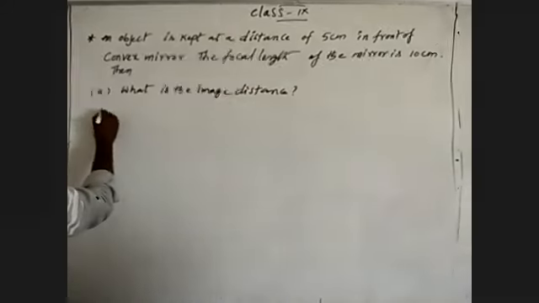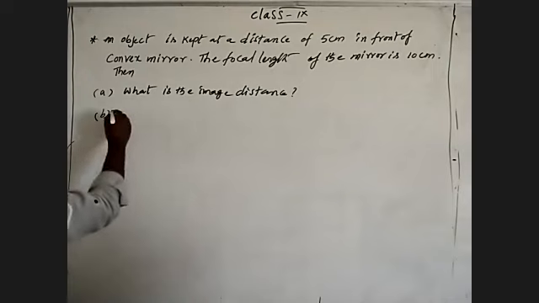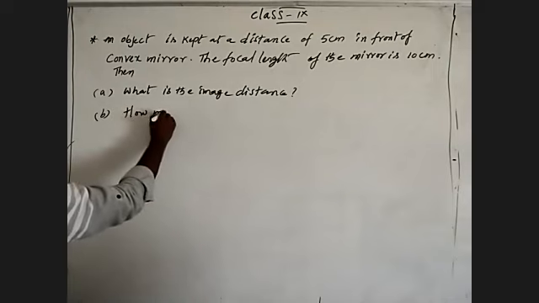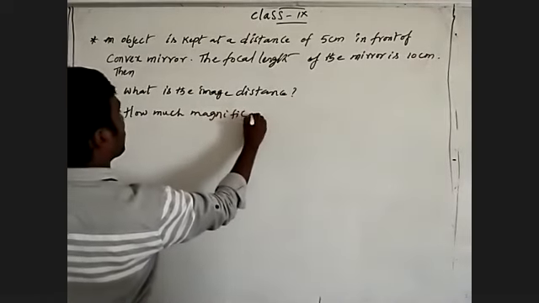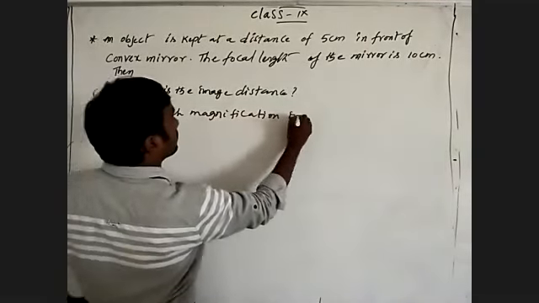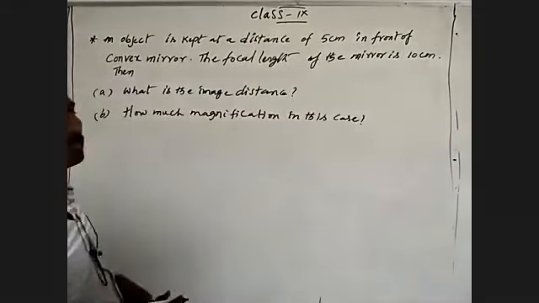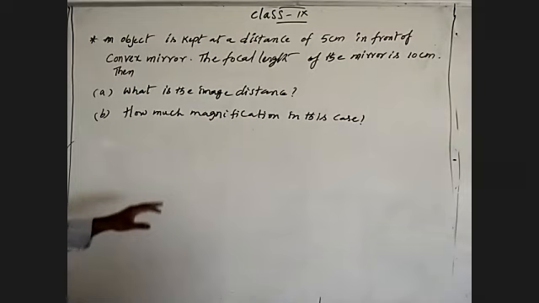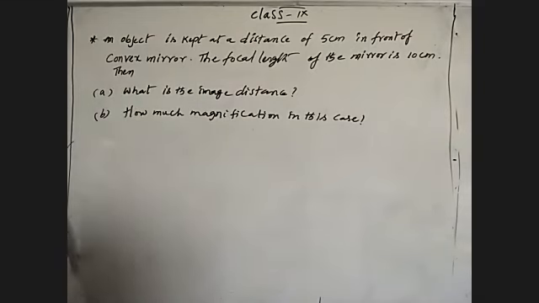Image distance. Next, how much is the magnification in this case? Same problem similarly. Some values are changed, but the mirror changed. Same type of problem, but what changed? The spherical mirror changed.